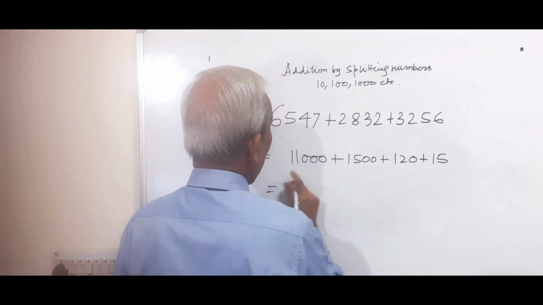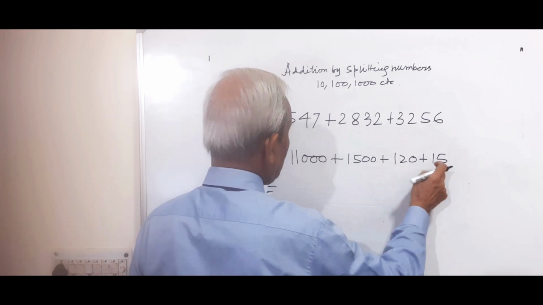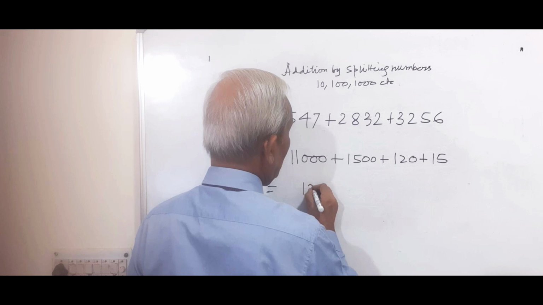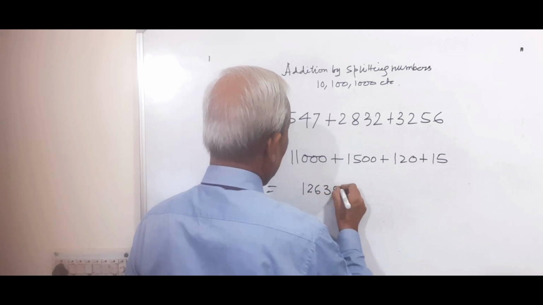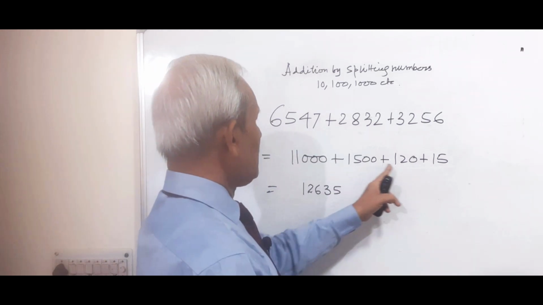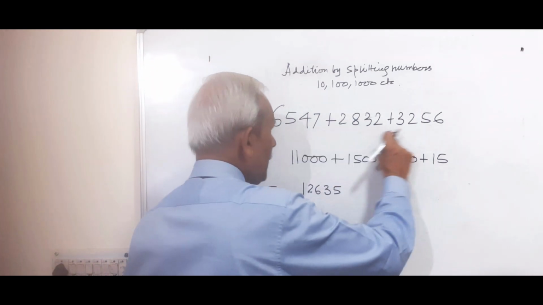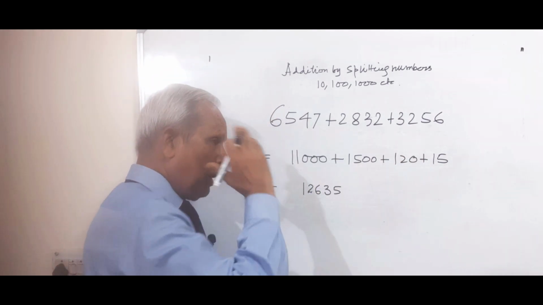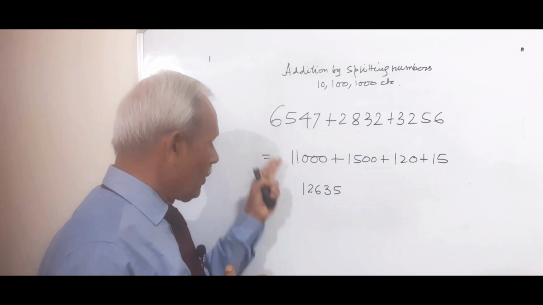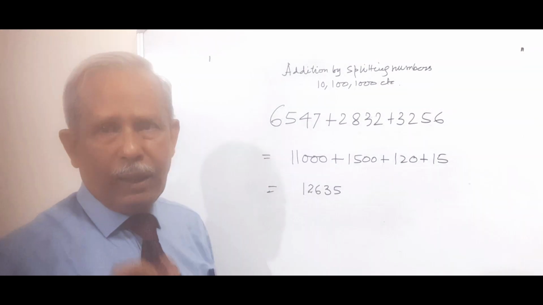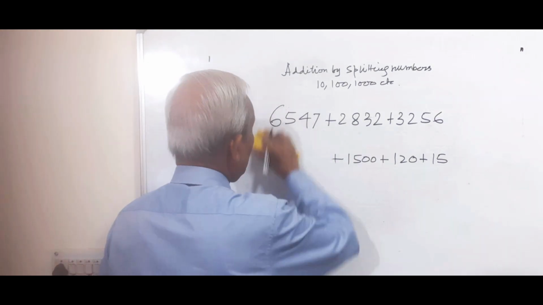So what do you write here? 11 plus 1, 12,500, 12,620 plus 15, 35. We can straight away write from here also. If your memory will increase, then you can easily take this calculation straight away from there. You can write 12,635. It's quite easier. I will do another sum of this dimension.